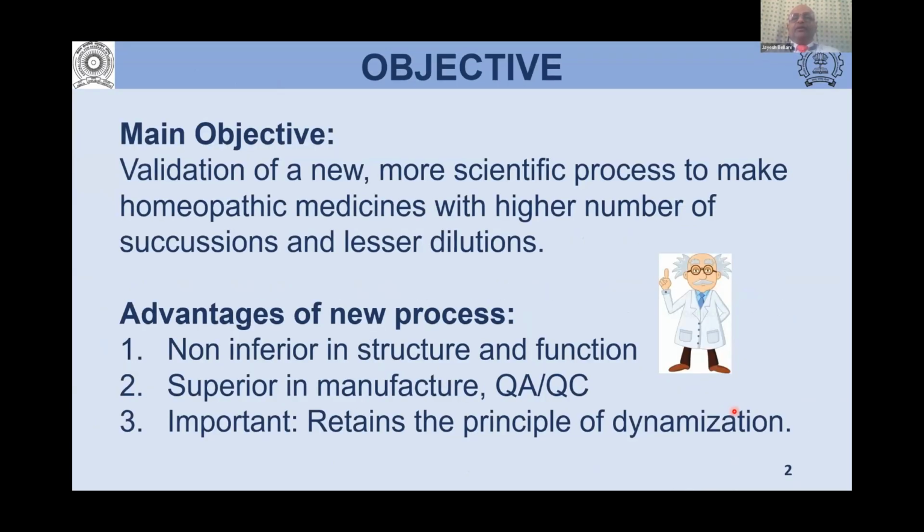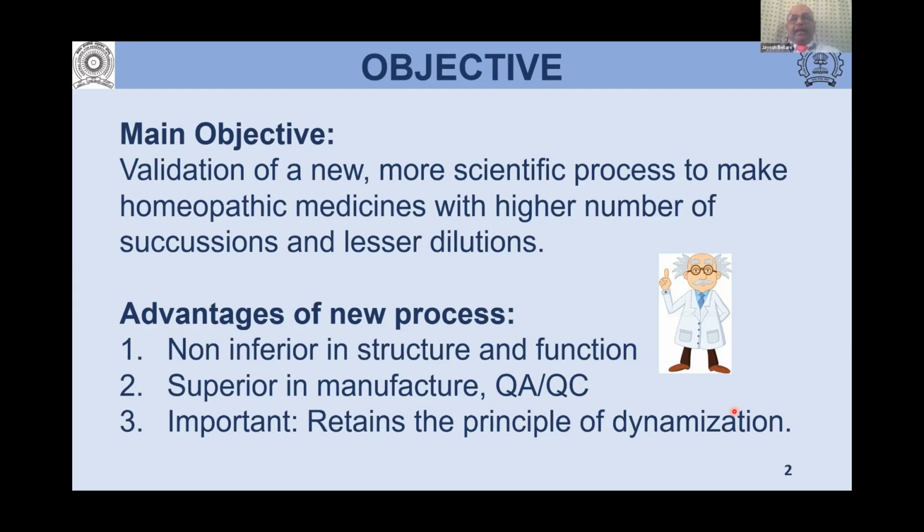So the main objective of this work has been to validate the new and more scientific process to make homeopathic medicines, which have a higher number of succussions and a lesser number of dilutions. There are several advantages to this new process. The main advantage is that super-Avogadro dilutions are not used, thereby removing doubts that have plagued scientific acceptance of the physico-chemical basis of homeopathic medicines. So this method of preparation addresses the most important point from a material science viewpoint, which is what is there in the medicine after the sequence of preparation as per the traditional or the new method.